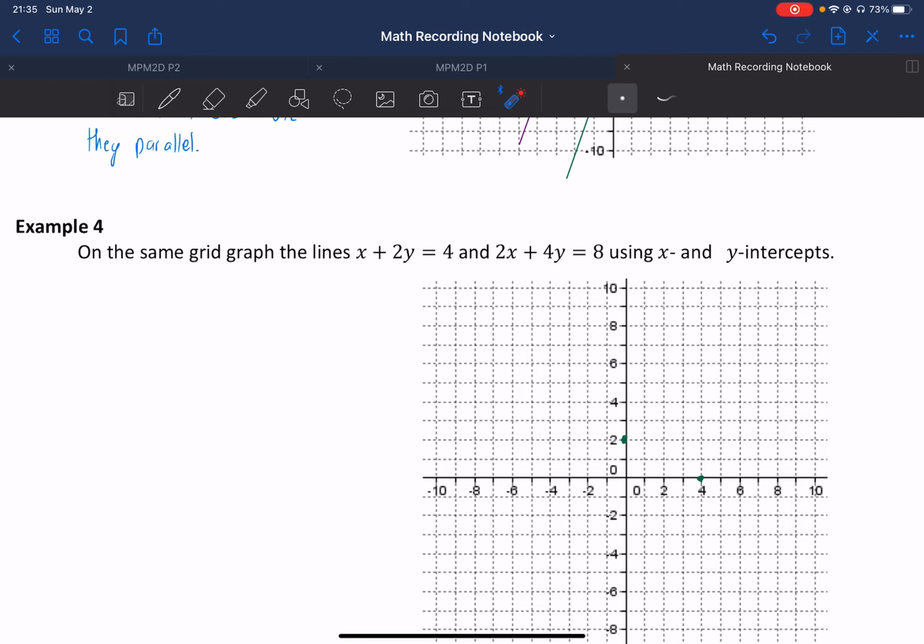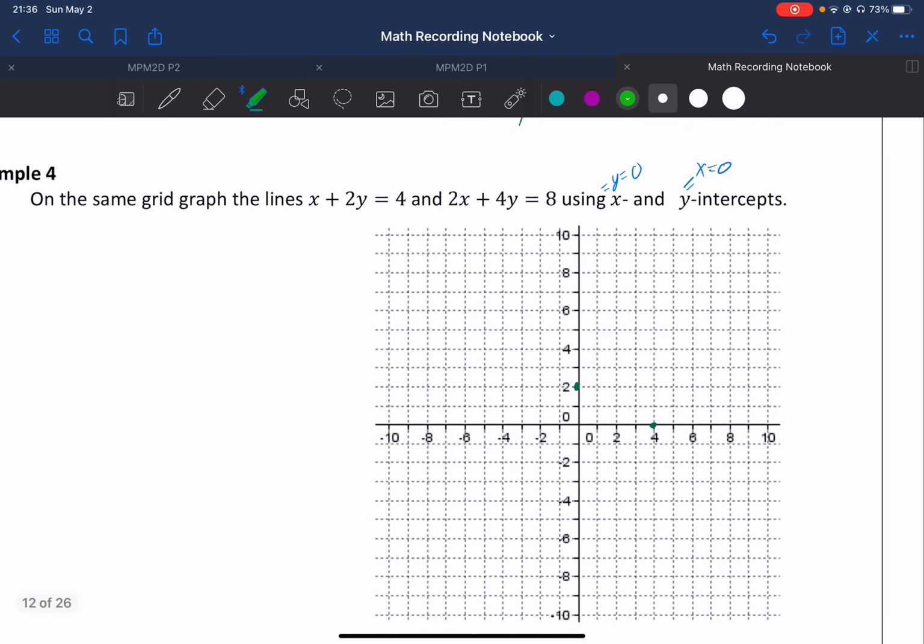On the same grid, graph the lines x plus 2y equals 4 and 2x plus 4y equals 8. And we want to use our x and y intercepts. So how we're going to do this is by making the opposites equal. If we're looking for x-intercept, y is going to equal 0. If we're looking for a y-intercept, x is going to equal 0. I'm going to highlight these so we can see which one we're dealing with.